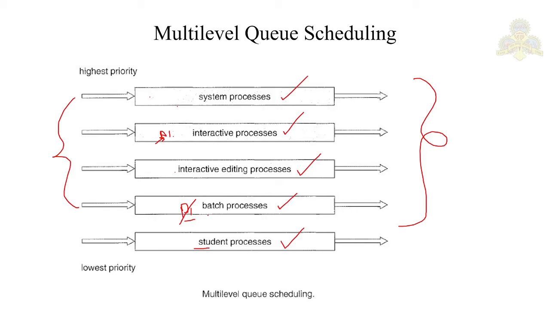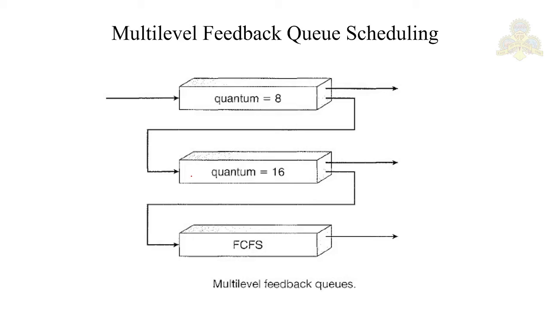So either you make sure the above queues are empty and then start executing, or you allow the CPU to be shared among all the queues on a time slice basis. Okay, so this is about multi-level queue scheduling. We do not have any problems to solve for this one. Fine. Next, we will study multi-level feedback queue scheduling.